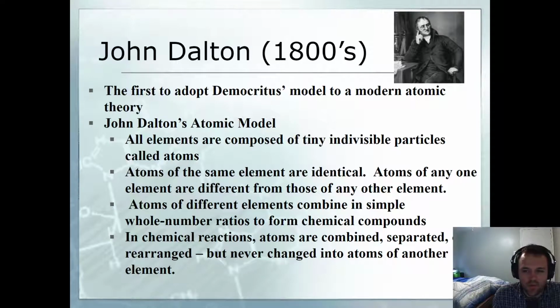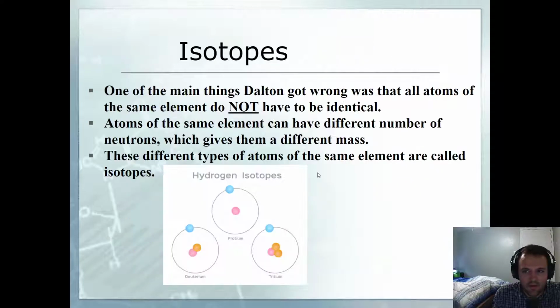Where he got it wrong was his second point, where he said that all atoms of the same element are identical. That's not exactly true, because there are what's called isotopes, which are atoms of the same element that have a different number of neutrons in them, which gives them a different mass.